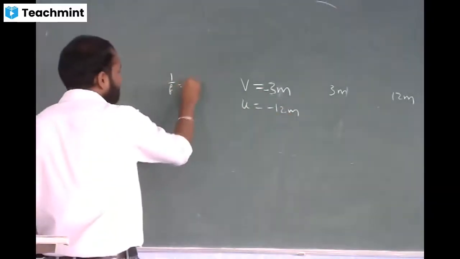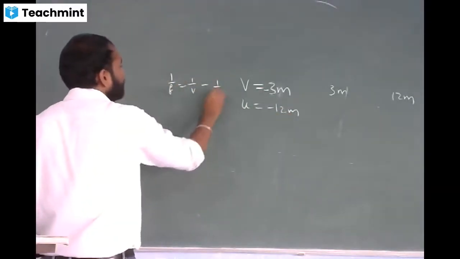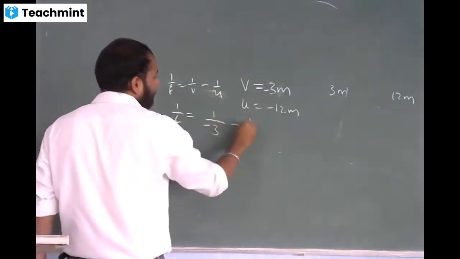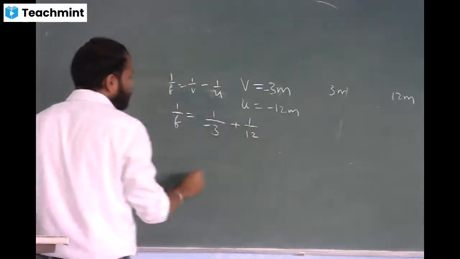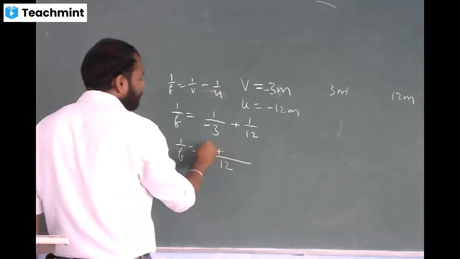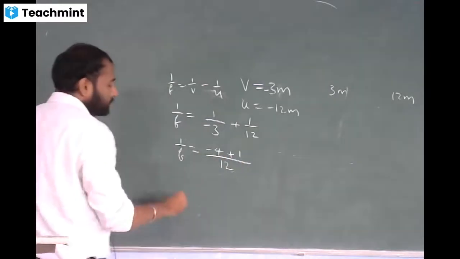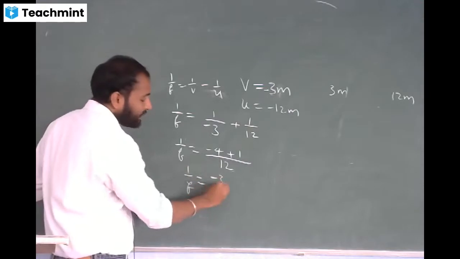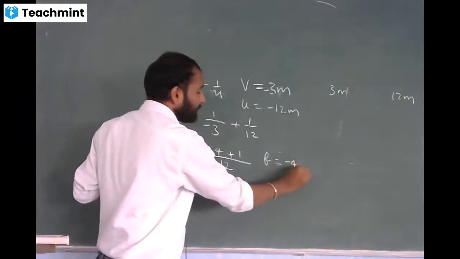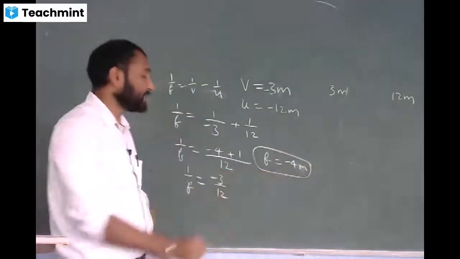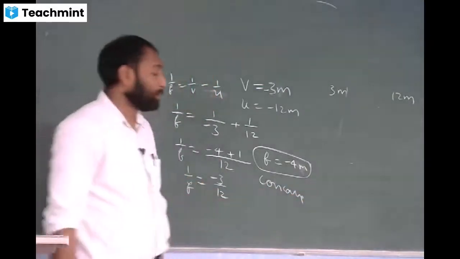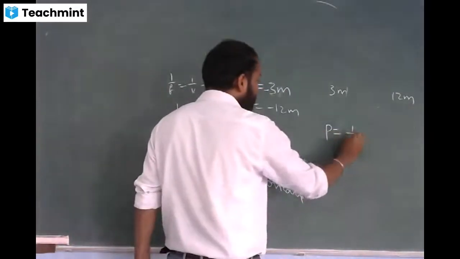So 1 divided by f is equal to 1 by v minus 1 by u. So 1 divided by f is equal to 1 by minus 3 meters, minus into minus, plus 1 by 12. So 1 by f is equal to, take 12 as the LCM, minus 4 plus 1. So 1 by f is equal to minus 3 by 12, minus 1 by 4. So f is equal to minus 4 meters. Minus indicates which lens? Concave lens. The person is suffering from myopia.